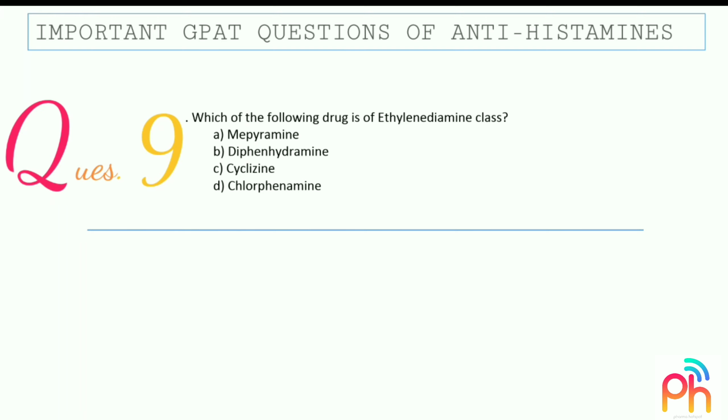Our ninth question is, which of the following drugs is of the ethylenediamine class? The options are mepyramine, diphenhydramine, which is generally used in making cough syrup. The most commonly available marketed syrup is Benadryl. The third option is cyclizine, and the fourth option is chlorpheniramine. You have 10 seconds to think.